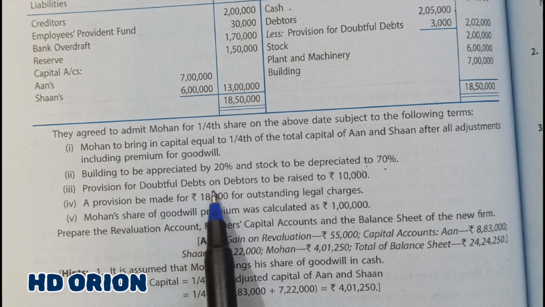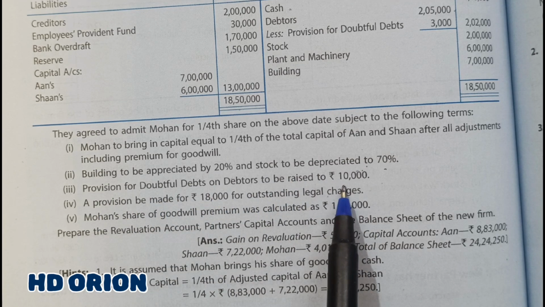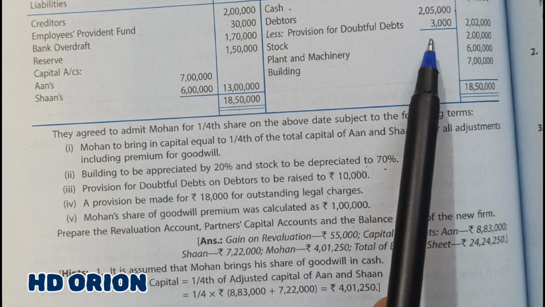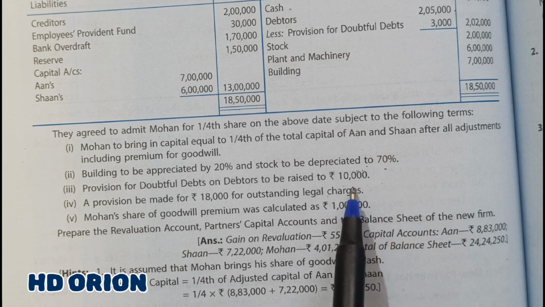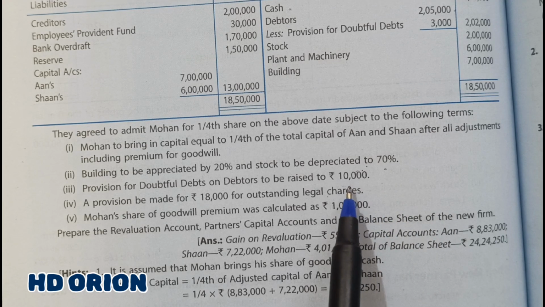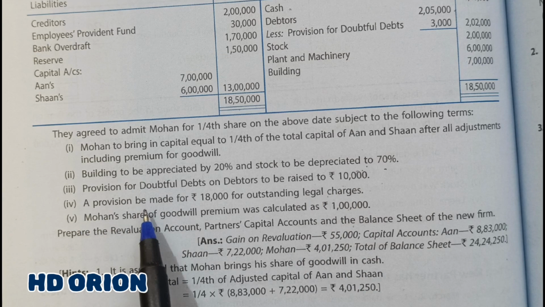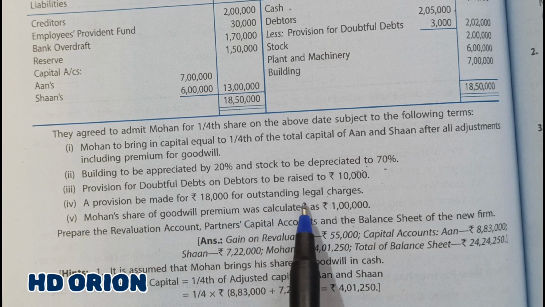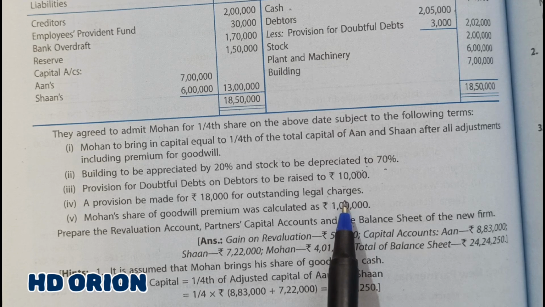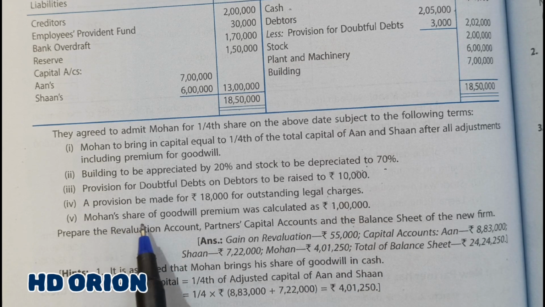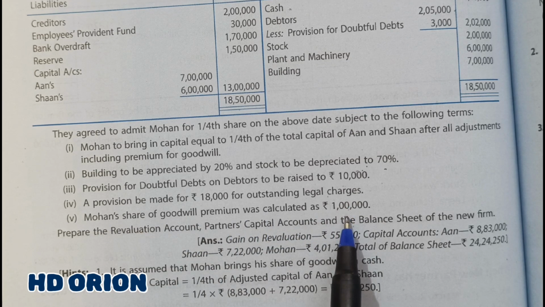Provision for doubtful debts on debtors is to be raised to rupees 10,000. So from 3,000 we have to increase it to 10,000. So increasing by 7,000. A provision be made for rupees 18,000 for outstanding legal charges, that is increase in liabilities. Mohan's share of goodwill premium was calculated at rupees 1 lakh. Prepare revaluation account, partners' capital account, and the balance sheet of the new firm. So let us see the solution for this.